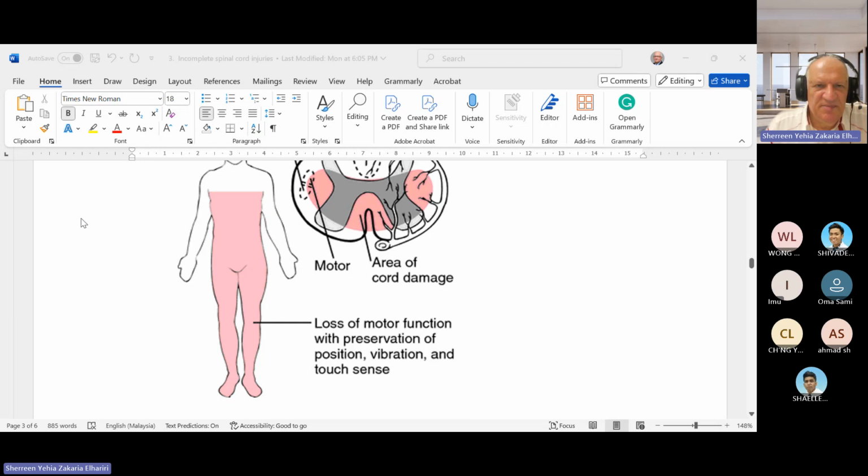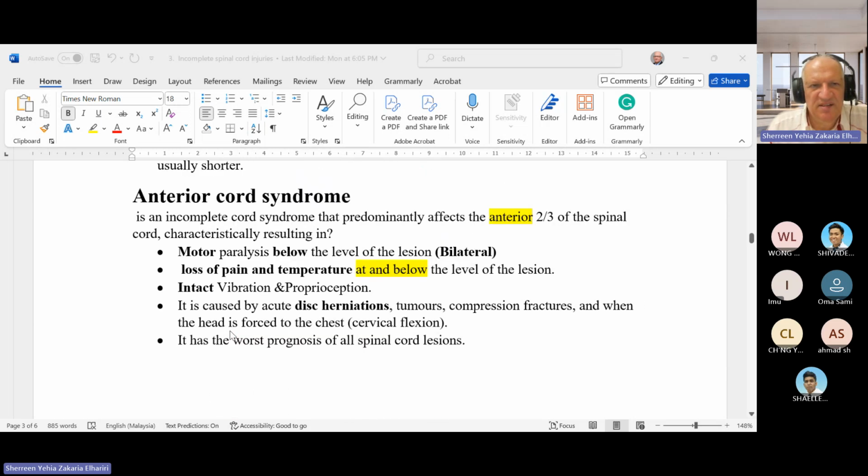If you see these patients, suppose the level is here, they have loss of motor, pain, sensation, vibration, touch, all of these below the level. So this is what we call anterior cord syndrome.